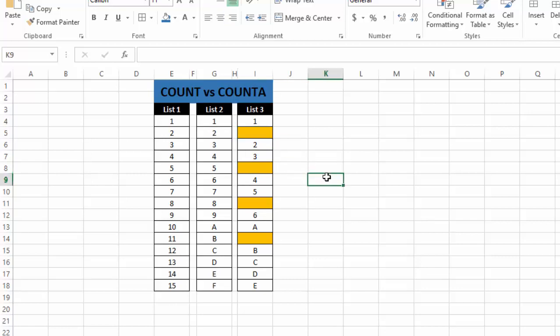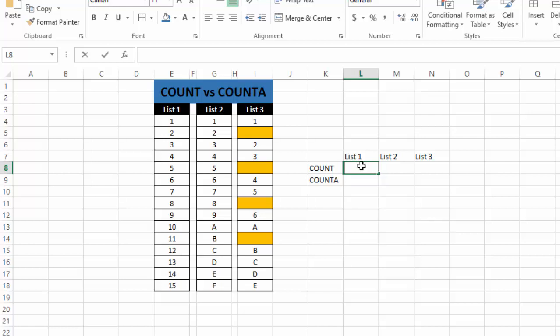So I think we should make a proper table here to make it easier to understand. Above here we will write COUNT function, and below it COUNTA function, and here the name of the list. Here is the first list, here is the second list, and here is the third list. Using the COUNT function we will count the number of cells in each list, and using the COUNTA function we will count the number of cells in the respective list.